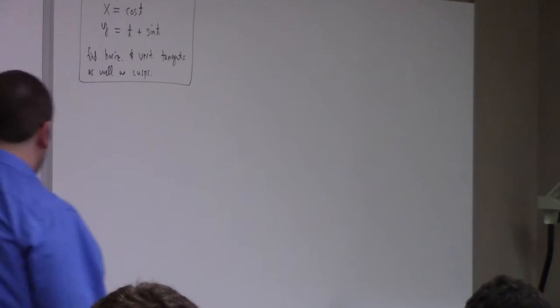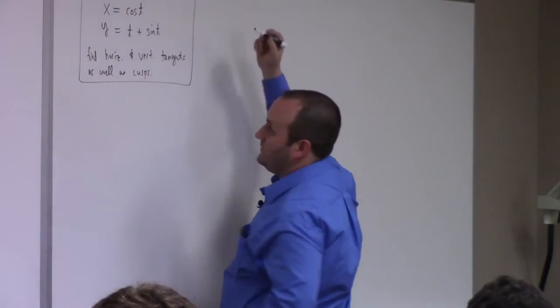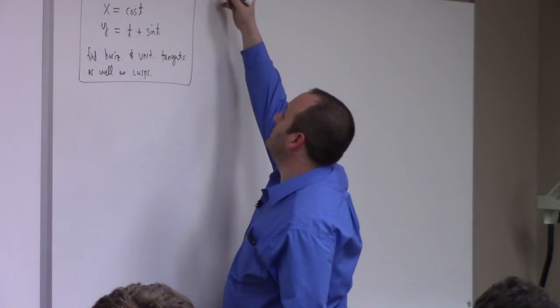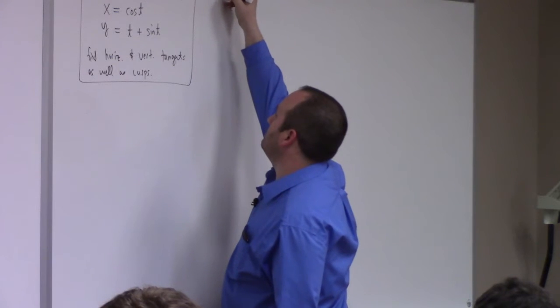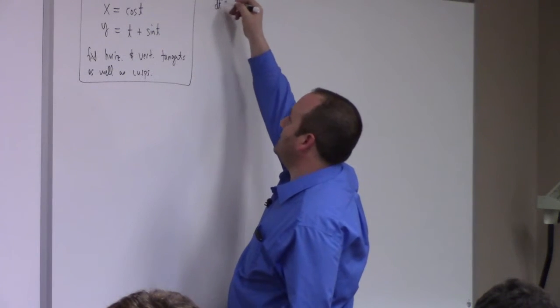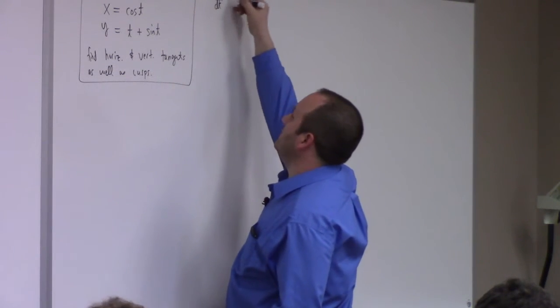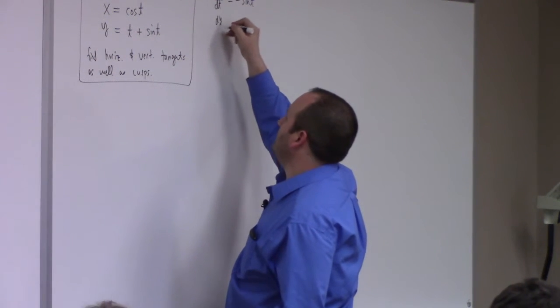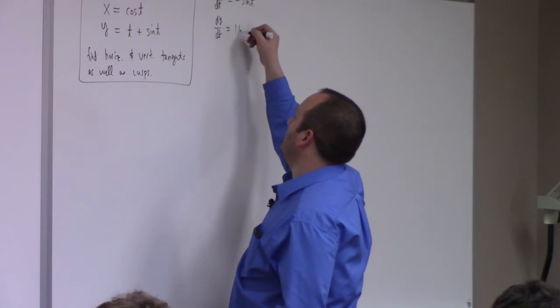All right, so first order of business, we're also going to calculate the arc length from 0 to 2 pi. It's an interesting calculation. I'm going to start out with finding the horizontal and vertical tangents, right? So dx/dt is minus sine t. dy/dt is 1 plus cosine t.